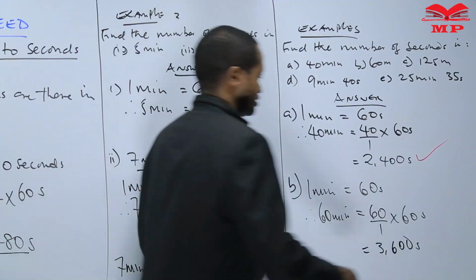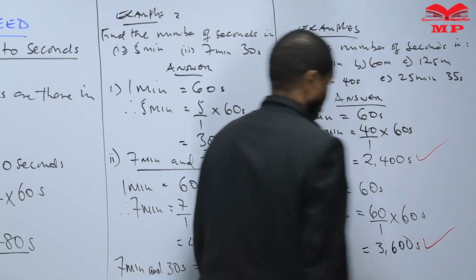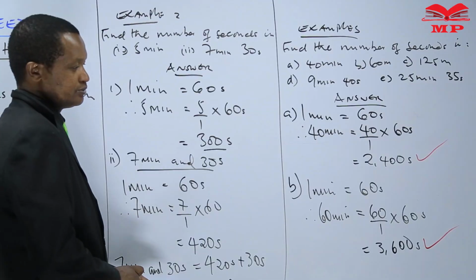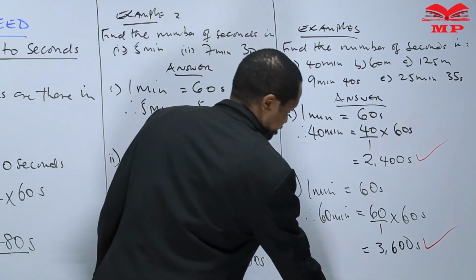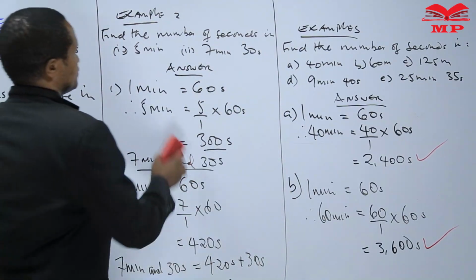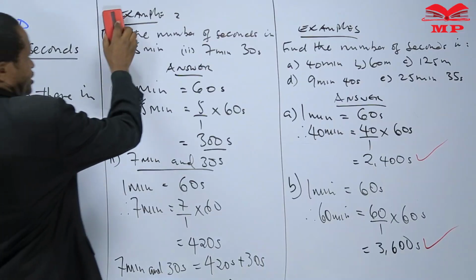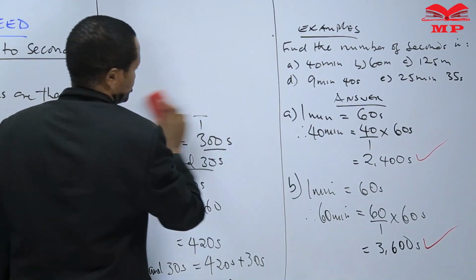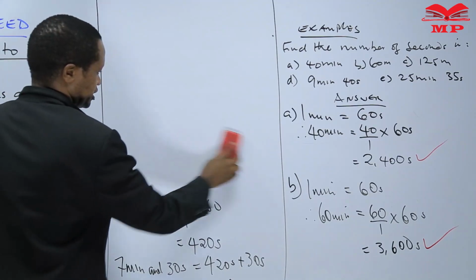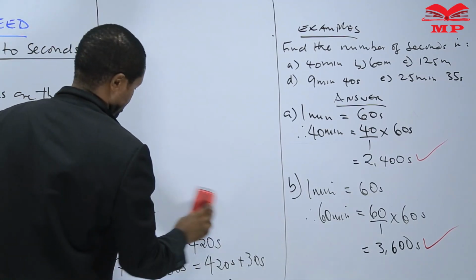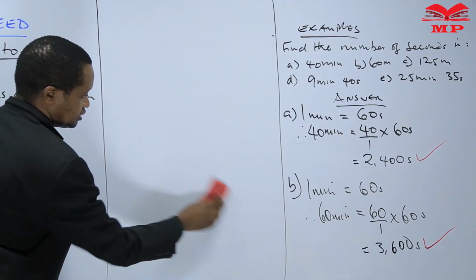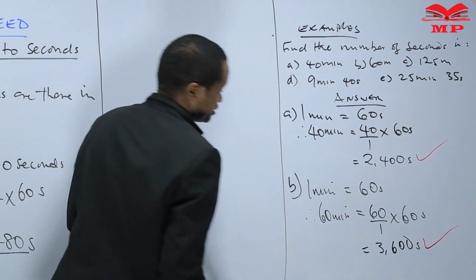3,600 seconds. That is correct. 60 times 60 is equal to 3,600. Let me continue on this page. Learners, make sure you write as we are writing. Then you will take time and go through the videos again slowly before doing the exercises.